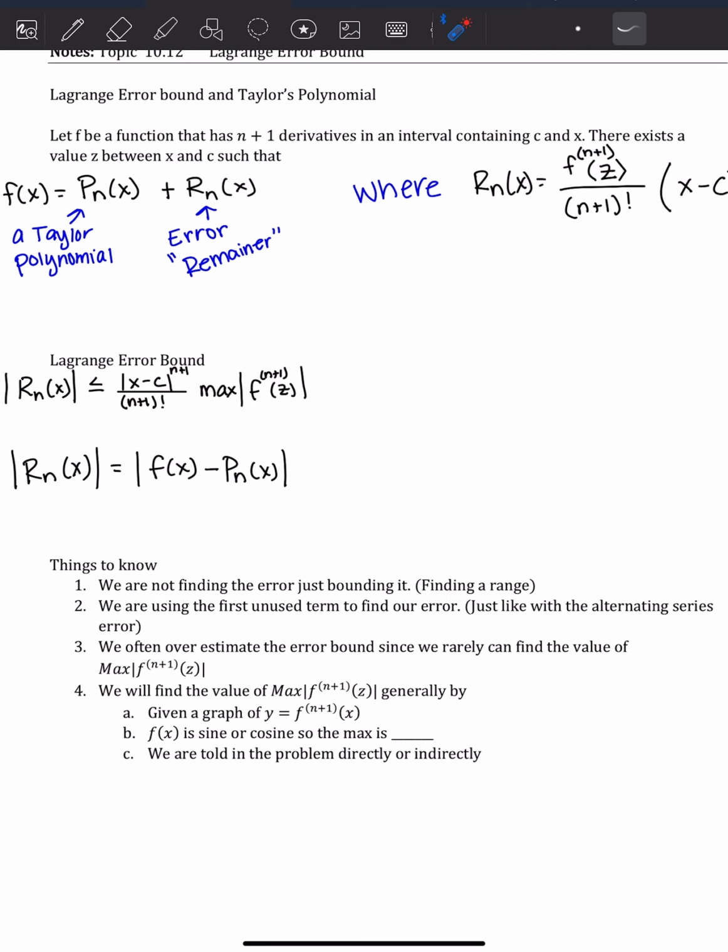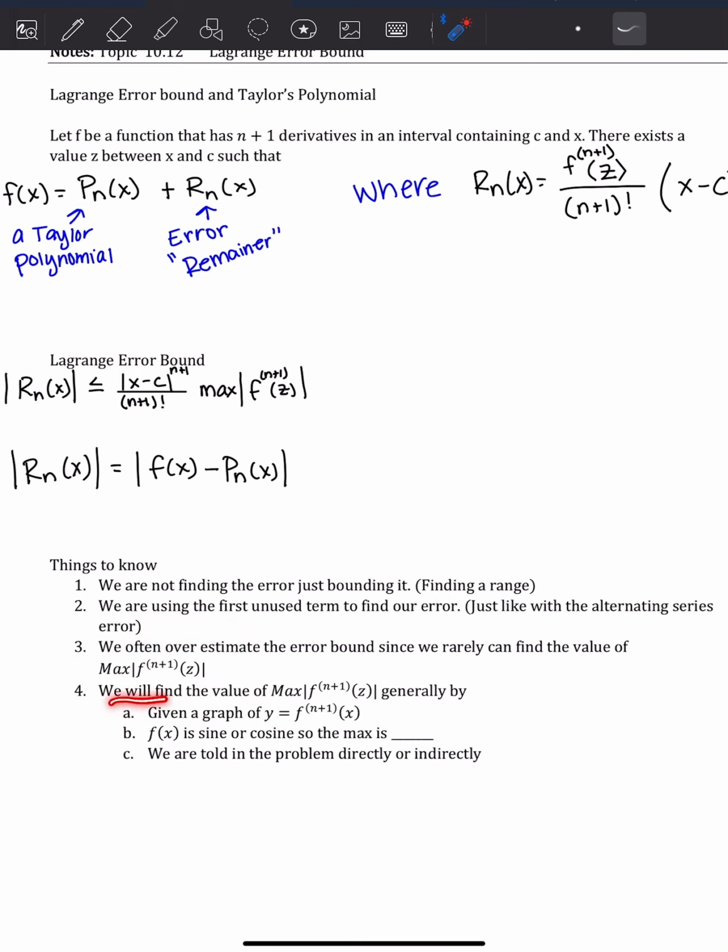The next thing is we are using the first unused term to find that error. So just like the alternating series test, in order to find that error, we're going to use that n plus 1 term. So we're using this n plus 1 piece. We often overestimate the error bound since we rarely can find the actual value of this max. So we're going to be probably overestimating, but we also need to be able to figure out how to accurately overestimate. And we won't be finding the actual maximum.